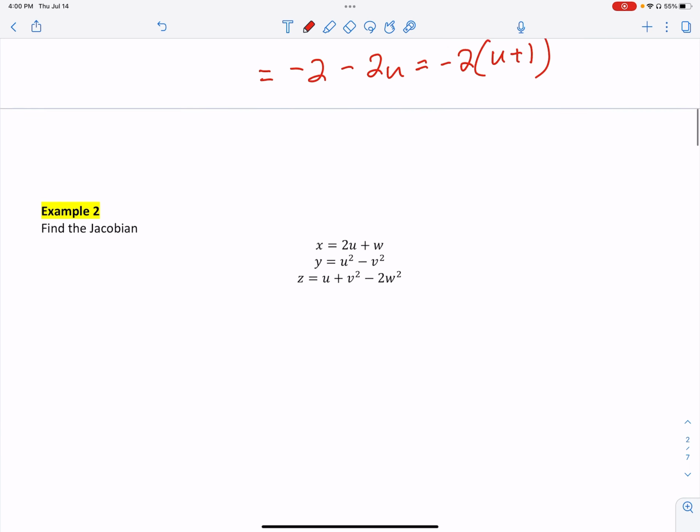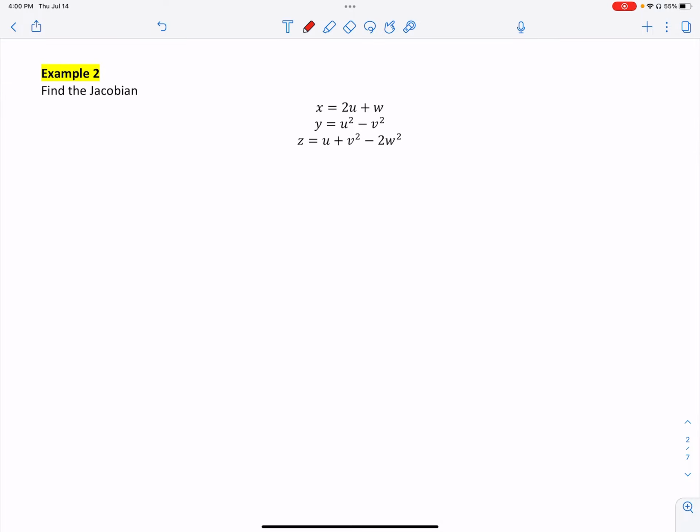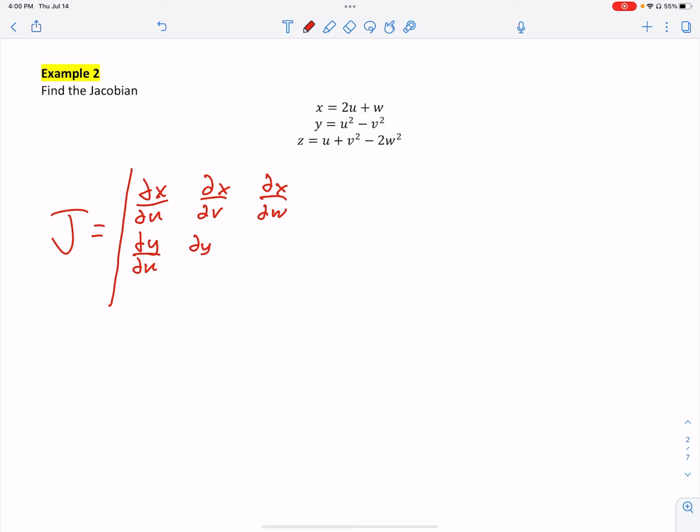All right, let's do one more. Notice that there are u's, v's, and w's now, and we have x, y, and z. If you want, pause the video, and I want you to try to write the formula for the Jacobian. All right, so I'm going to write x with respect to u, x with respect to v, and x with respect to w, and then y with respect to u, y with respect to v, y with respect to w, and then we add our z's. Z with respect to u, z with respect to v, and then z with respect to w.